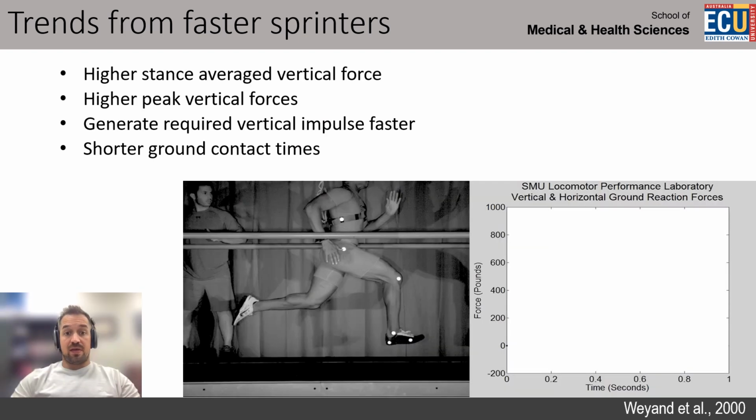So what are things faster runners do differently compared to others? Well, they can produce much higher stance average vertical force in relation to their body mass. Associated with that, peak forces are also much higher compared to slow runners. And with the higher force production, they can generate the vertical impulse they need much faster to A, overcome gravity, and B, to re-accelerate the center of mass.